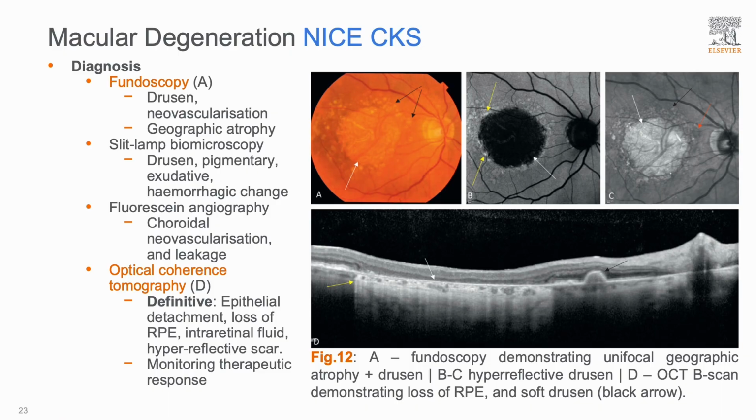An OCT provides high-resolution cross-sectional imaging of the retina, aiding in both diagnosis and monitoring therapeutic response. Key OCT findings include epithelial detachment, loss of retinal pigment epithelium, intraretinal fluid, and hyperreflective scarring. Soft drusen, seen as hyperreflective deposits, may indicate progression to advanced disease.